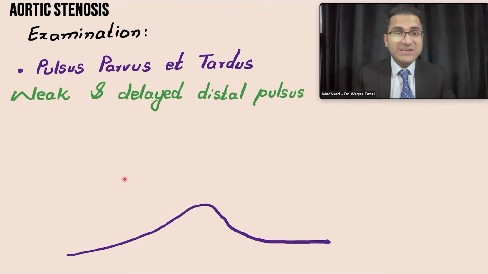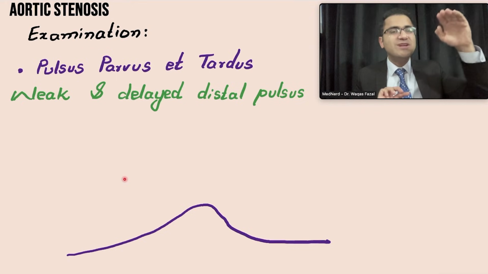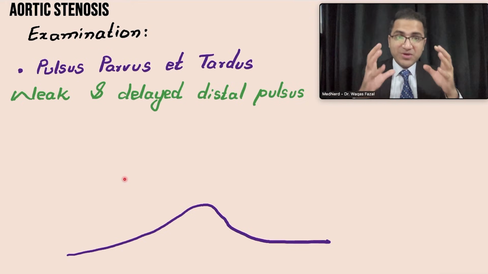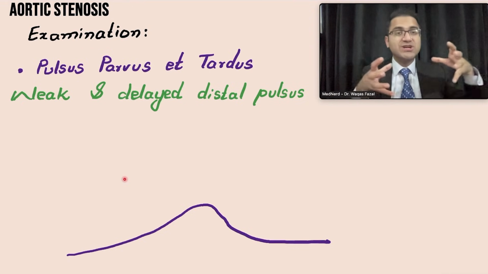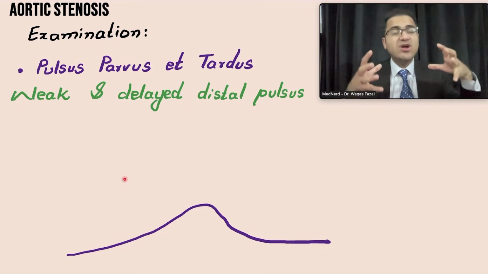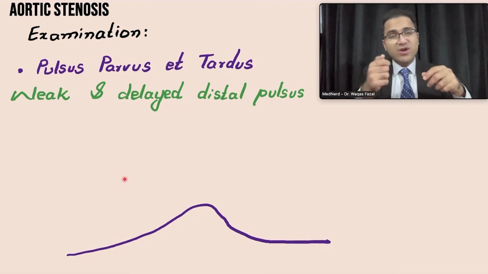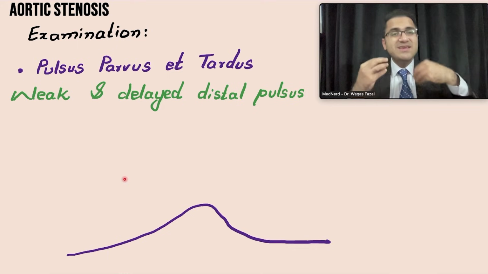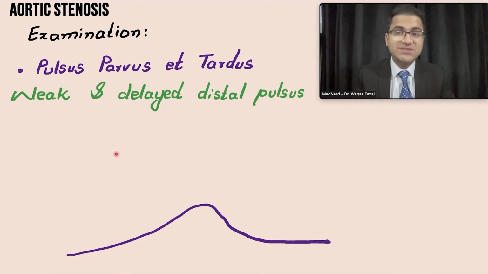Now, whenever you examine the pulse of these patients, what you would see is a delayed distal pulse. The pulse will be initially weak and then slowly rising, just like a wave, because the left ventricle is pushing hard to pump blood from the left ventricle into the aorta through a stenotic valve. Therefore, that stenosis is causing a weak, delayed distal pulse in these patients. That is called pulsus parvus et tardus.